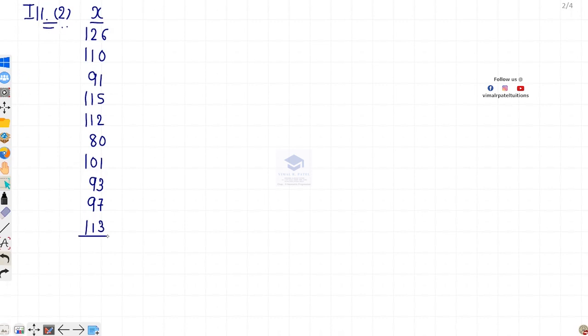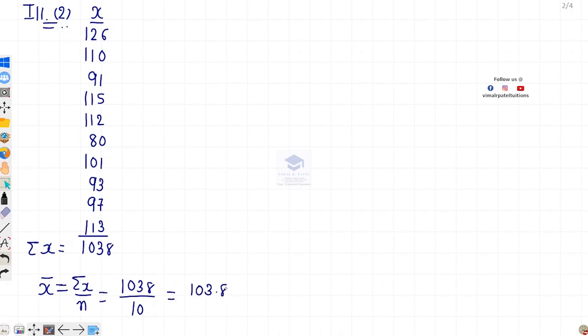So for the direct method, first of all, we will add all these up. 126 plus 110 plus 91 plus 115 plus 112 plus 80 plus 101 plus 93 plus 97 plus 113. So this is your sigma x. Now formula of x bar, sigma x upon n, total of all the observations, that is 1038. Sigma stands for total and number of observations is 10. N is 10. So your answer is 103.8.